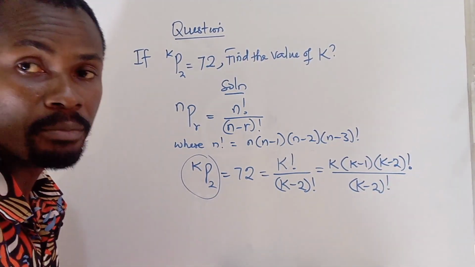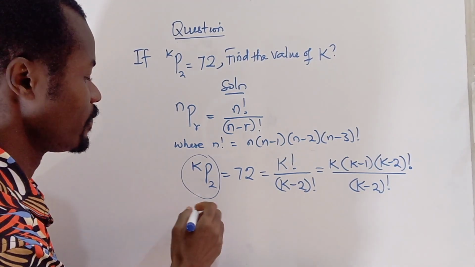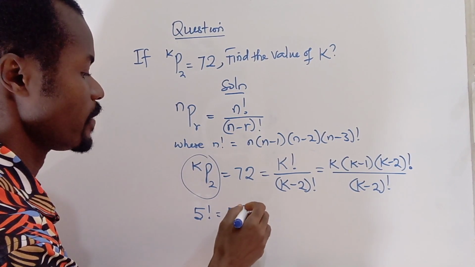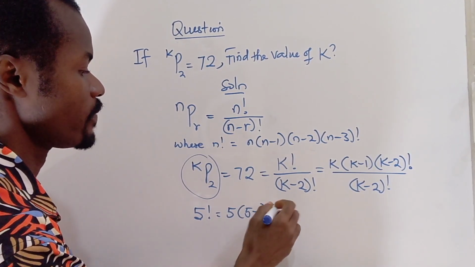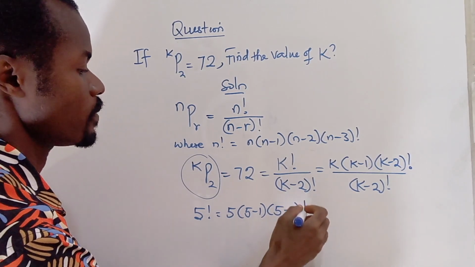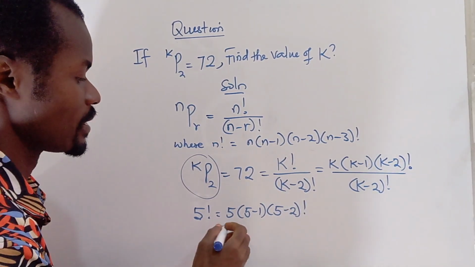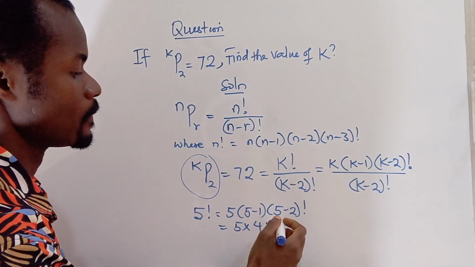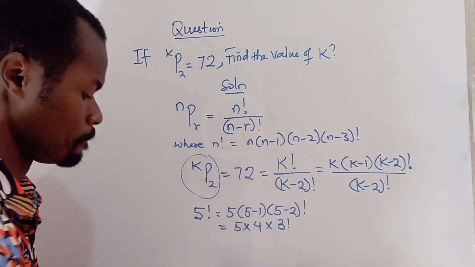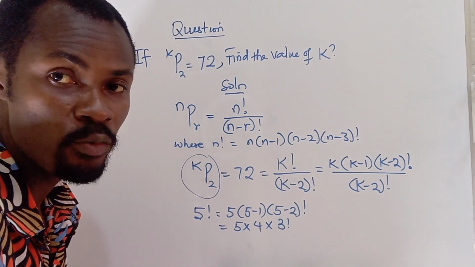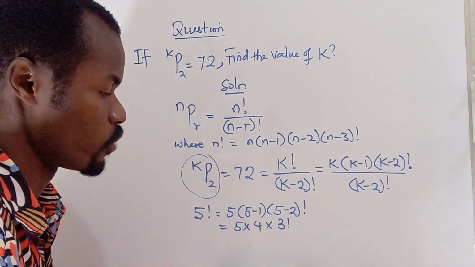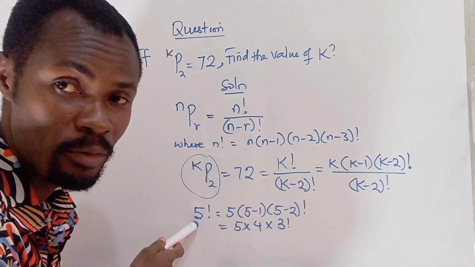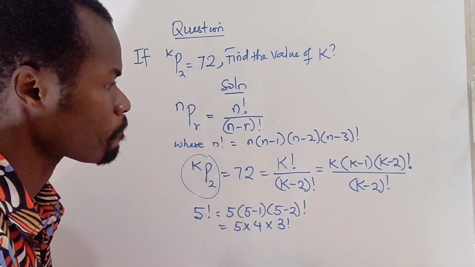Remember, if you're given a number, let's say 5 factorial, it means 5 multiplied by 5 minus 1, multiplied by 5 minus 2 factorial, which is like saying 5 times 4 times 3 factorial. So it is that idea we have applied here, where you keep subtracting 1 from this number while you're multiplying the answers.